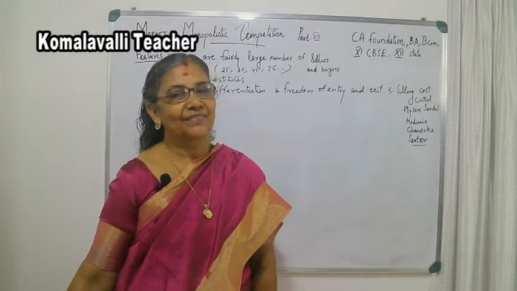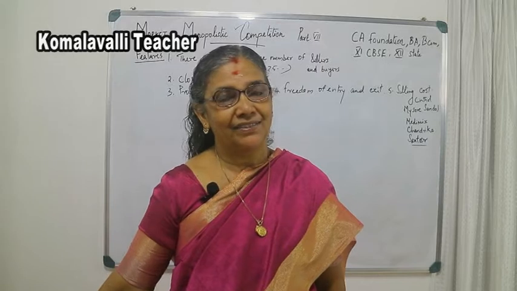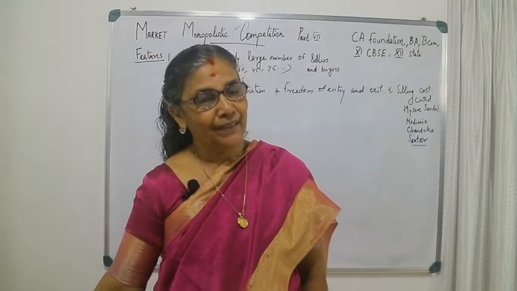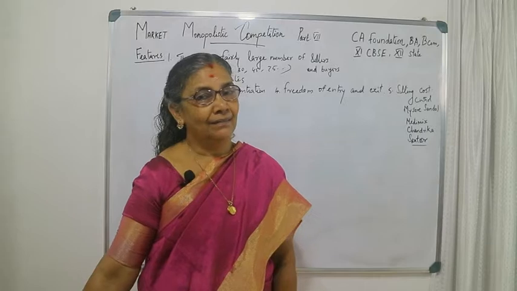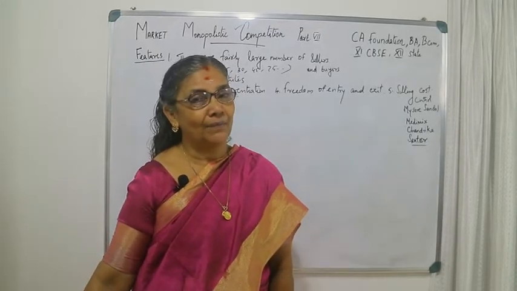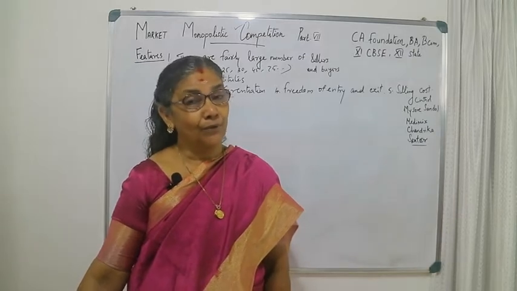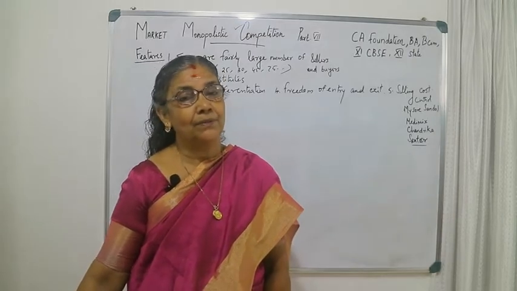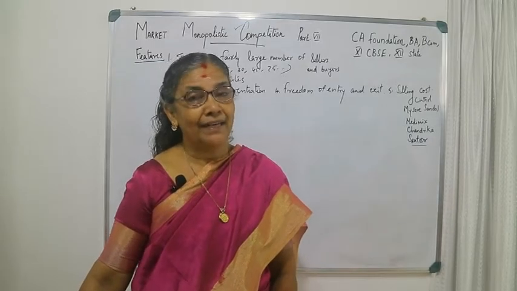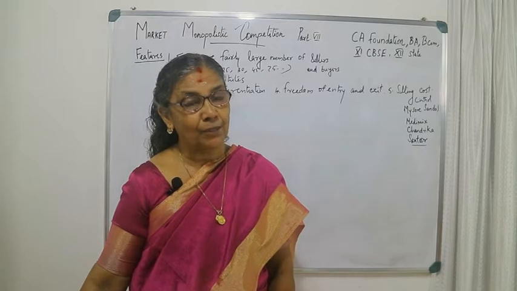Namaste children. In the last session we learned two market conditions: perfect competition and monopoly. Both are not so realistic, because under perfect competition we have seen that there are a large number of buyers and sellers, homogeneous products that are identical, and freedom of entry and exit.